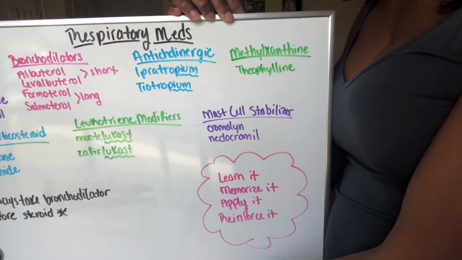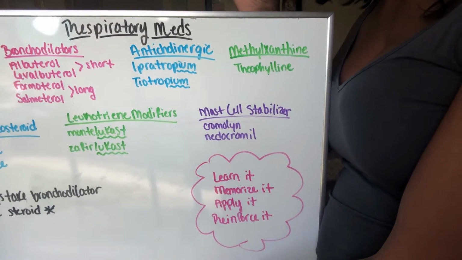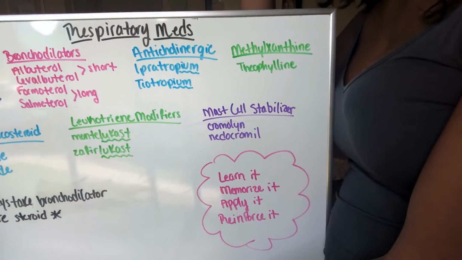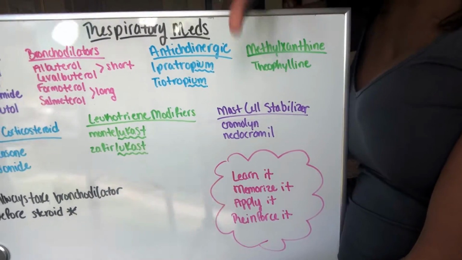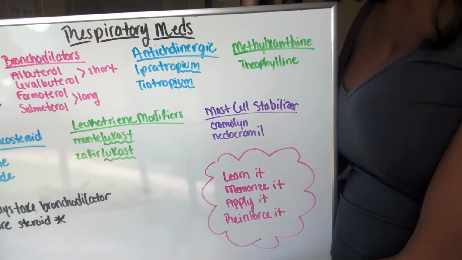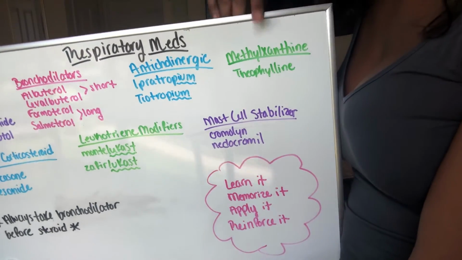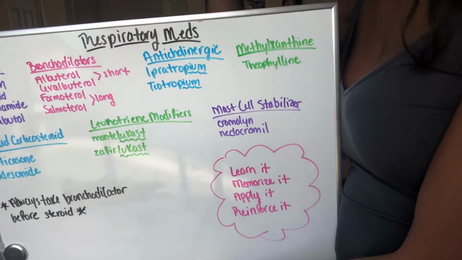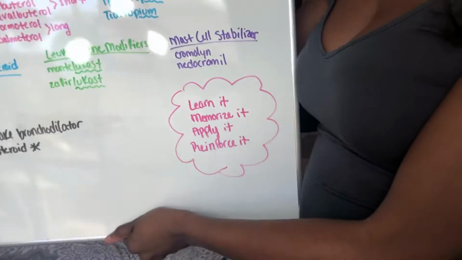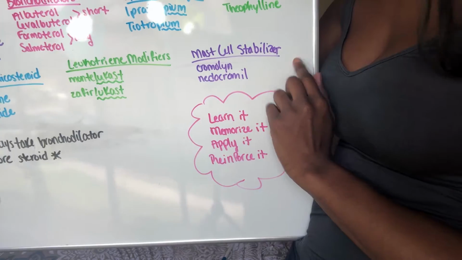So theophylline, I say like that because it helps me remember that this drug has a very narrow therapeutic range. So when I say theophylline, I think of fine line. Like this drug has a fine line between therapeutic and toxic. So that's how I memorize that, because a big thing with this drug is that it has a narrow therapeutic range. Fine line, theophylline.